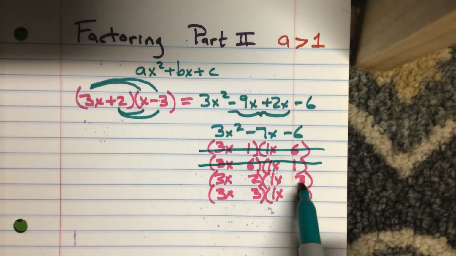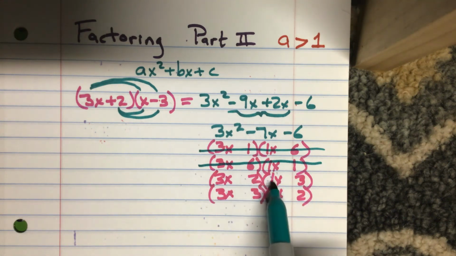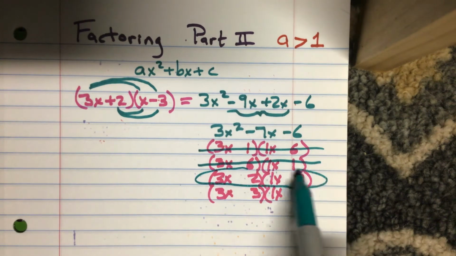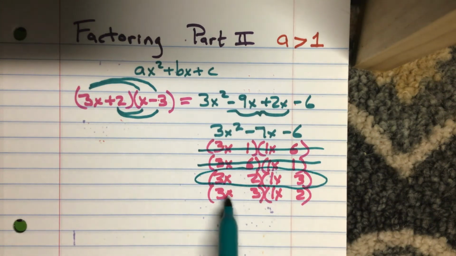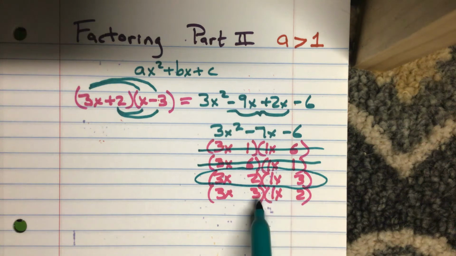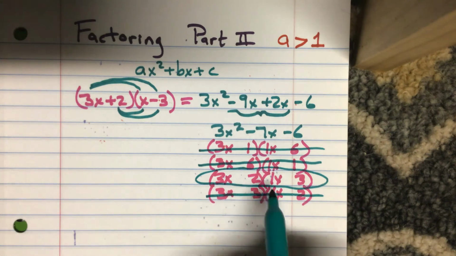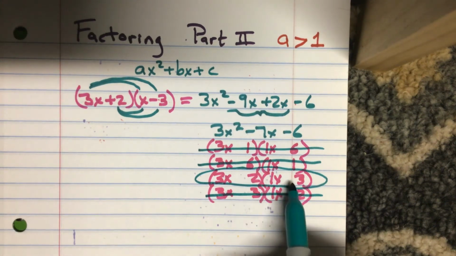Here we have 3 times 3 is 9. 2 times 1 is 2. So 9x and 2x together make 11x if you add them, or 7 if you subtract them, which is what we're trying to get. So this is the right one right here. This will work. We can check this one too if we wanted to. 3 times 2 is 6, and 3 times 1 is 3. 6 and 3 make 9, or 3, so that does not work.